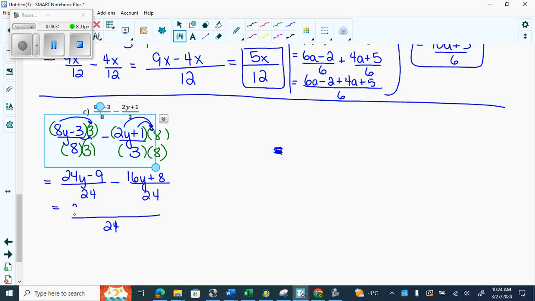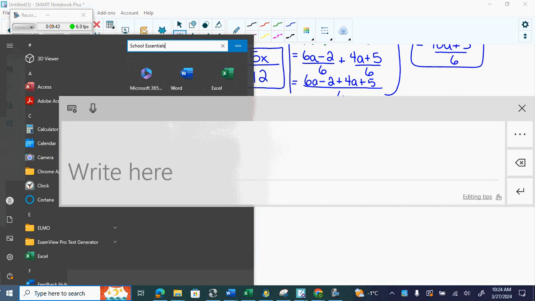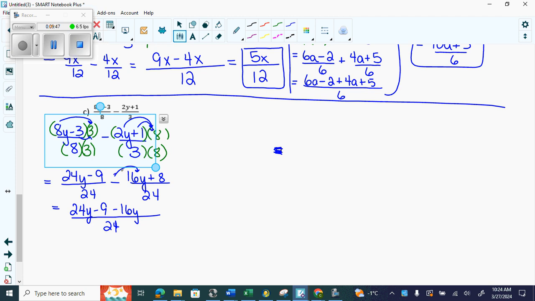So we're going to get 24y minus 9 minus 16y minus 8. Minus 8.